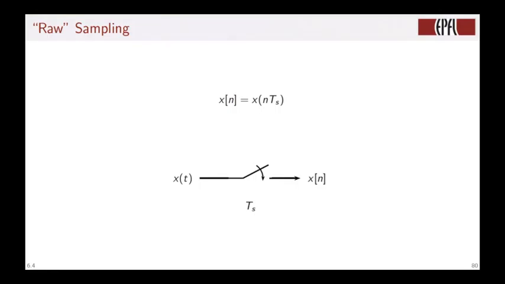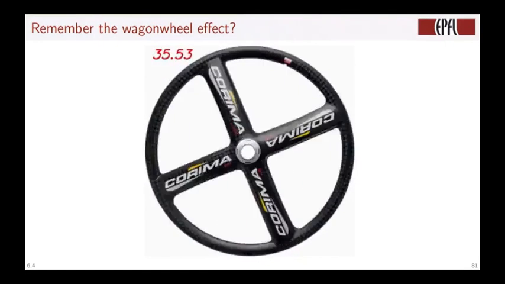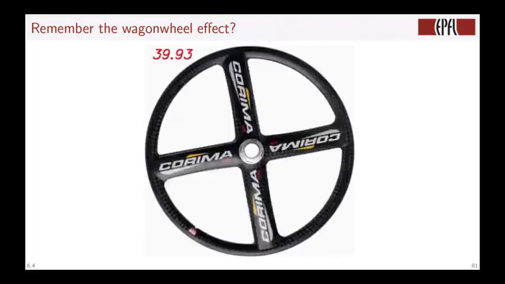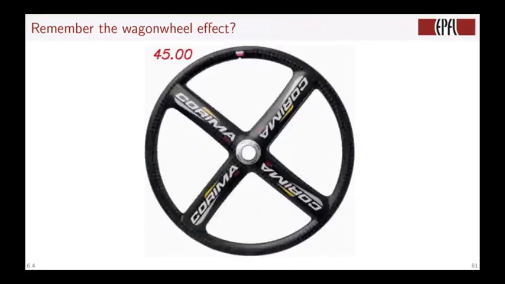Raw sampling is when we don't first take the inner product with the sinc function. So we just take x(t), and every Ts seconds we take a sample x[n]. So you must remember the wagon wheel effect. We had seen a simulated movie of how a wheel could go backwards if we were not careful about having a high sampling rate.